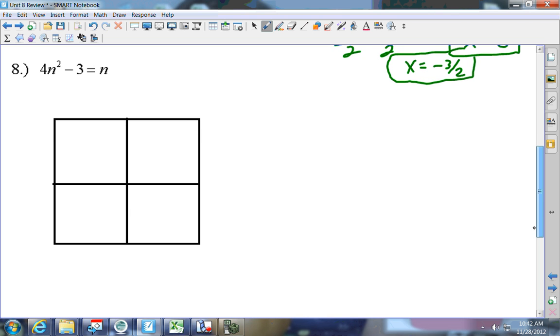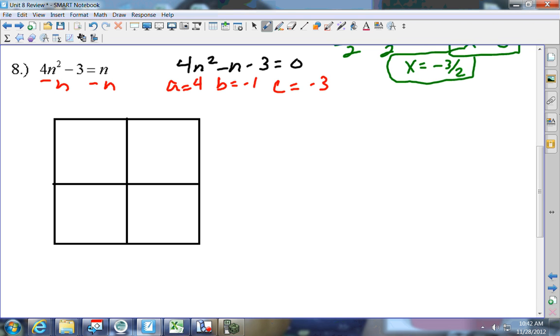Number 8. First off, set it equal to 0. Subtract n from each side. I get 4n squared minus n minus 3 is 0. Well, is there a GCF? No, there's not. A is 4, B is negative 1, C is negative 3.